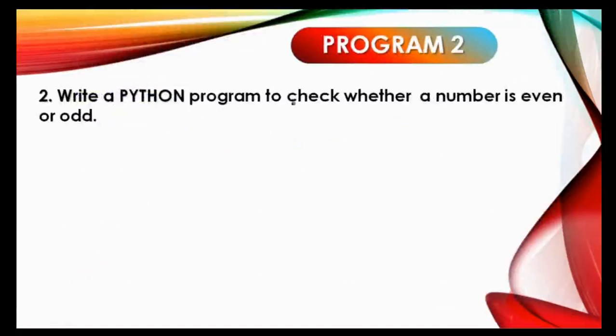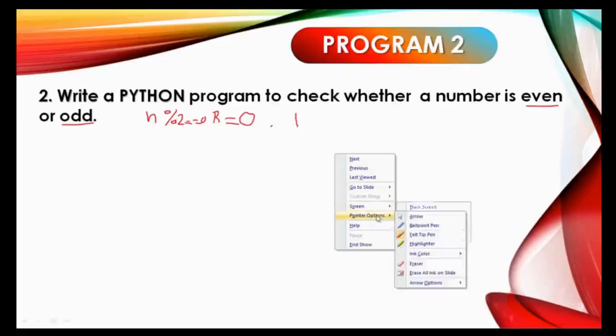Program 2: write a Python program to check whether a number is even or odd. How can we check whether a number is even or odd? Yes, divide it by 2 and check the remainder. If the remainder is 0, we can say it is an even number, and if the remainder is 1, we can say it is an odd number. There is an operator which returns the remainder, the modulus operator. So first we accept a number, for example n, and check whether the remainder is equal to 0. If so, the number is even, or else the number is odd.